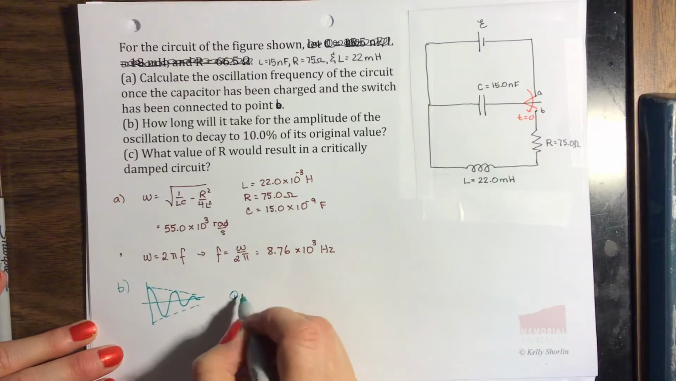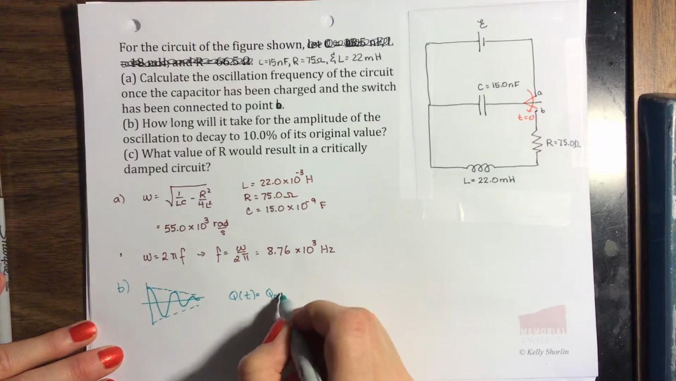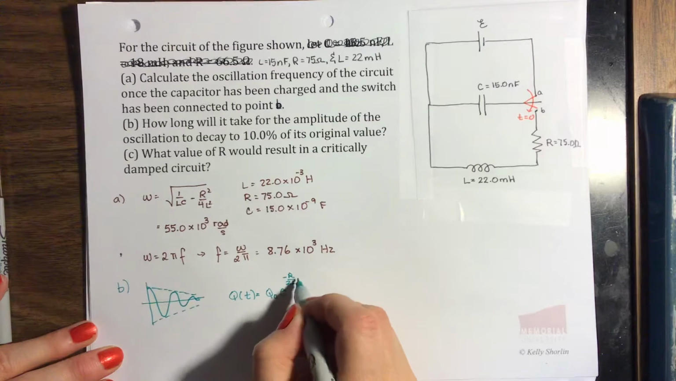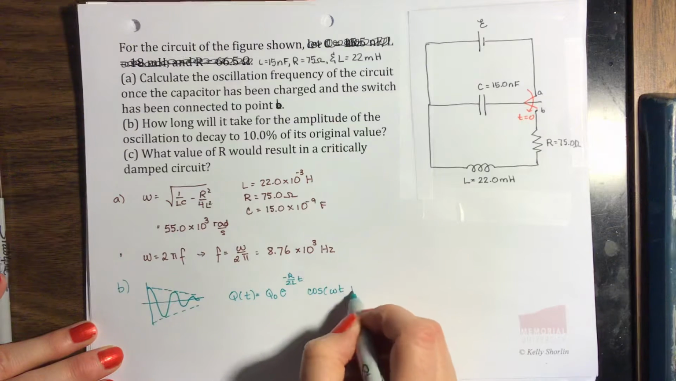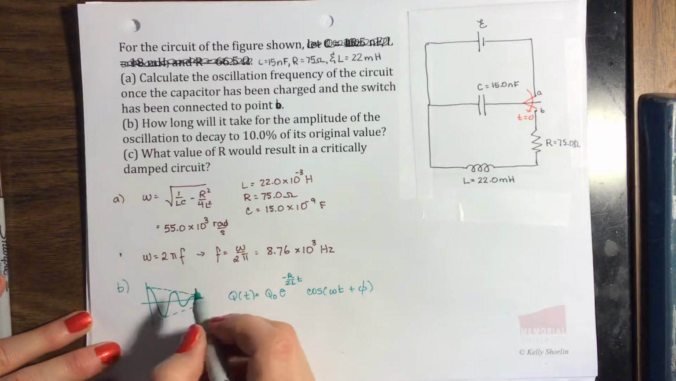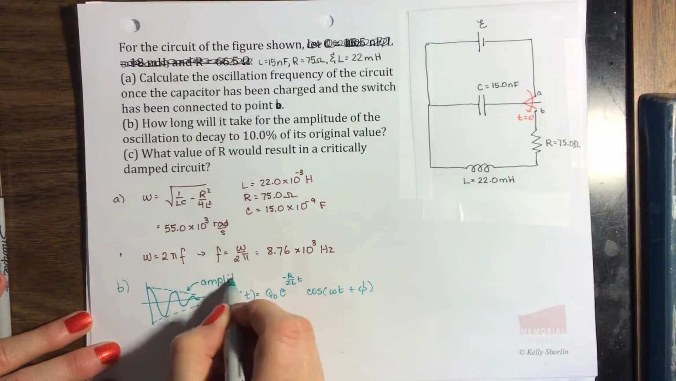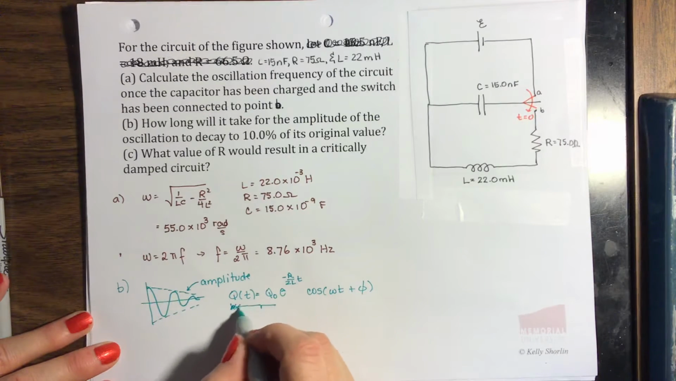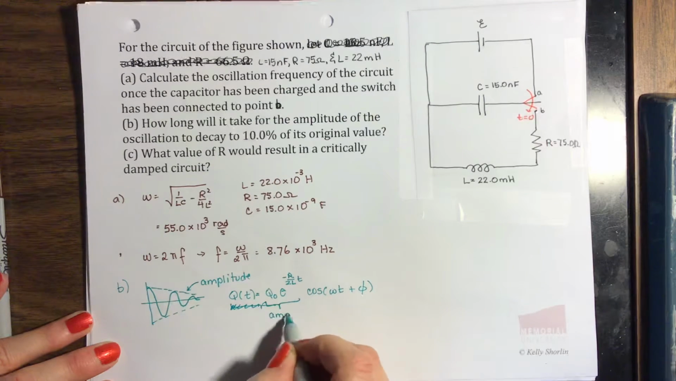The equation for the oscillation is Q of t equals Q0, the maximum or initial charge, e to the minus R over 2L times time, times cosine of omega t plus phi, where phi is a constant and Q0 is our constant. The amplitude of oscillation is this part. This is the part that represents the amplitude.